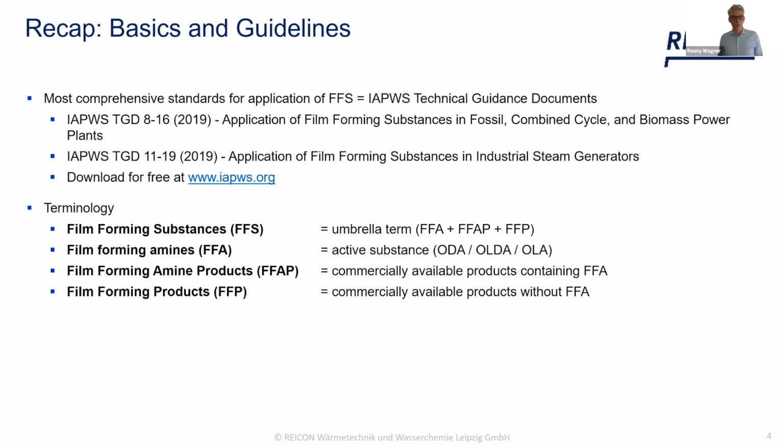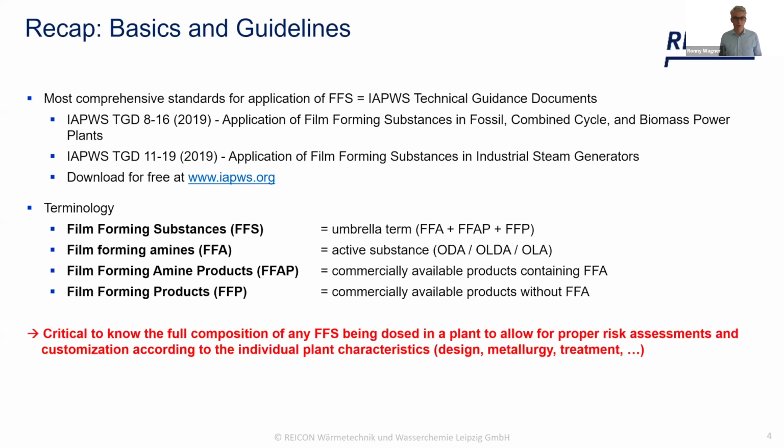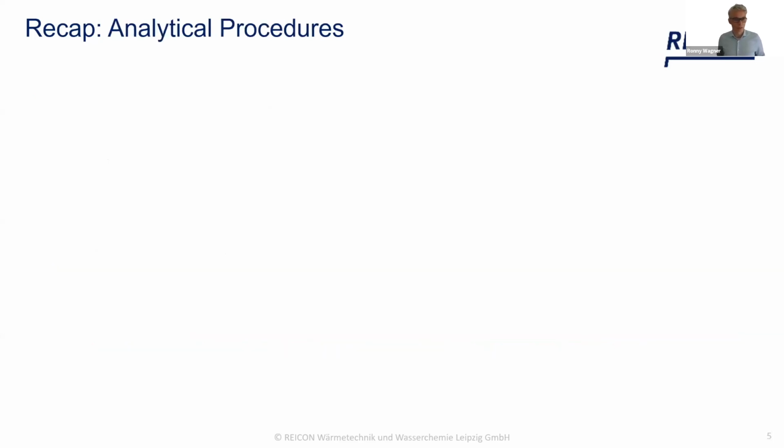And also there are a lot of different film-forming amine products available on the market, which contain one or more of the film-forming amines, and in some cases they are mixtures with other active products. And there's a third group of film-forming products which have film-forming characteristics, but they do not contain any amines. And for all of them, it's important to know the composition, because if you want to do a risk assessment or a customization, you need to know what's exactly inside of the products to avoid any misuse on site.